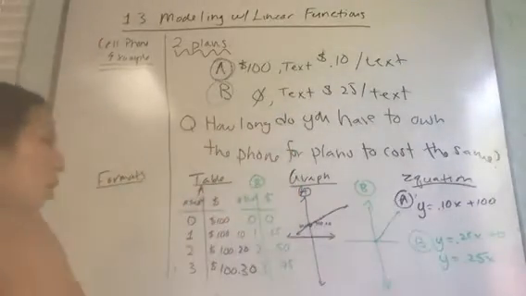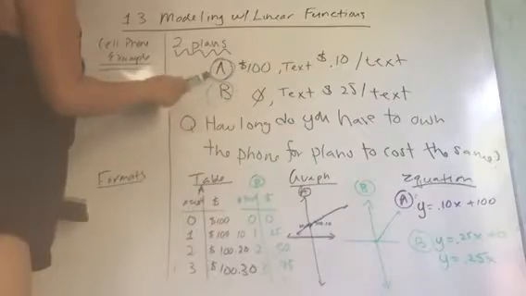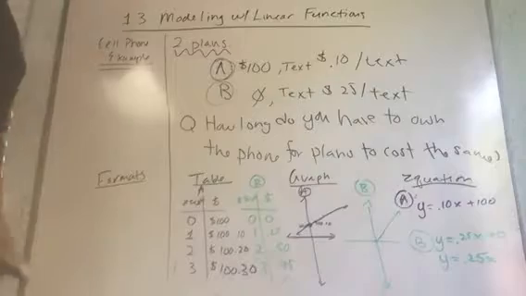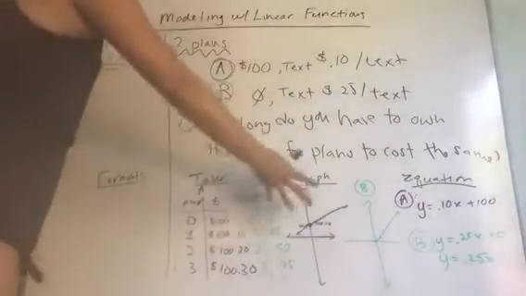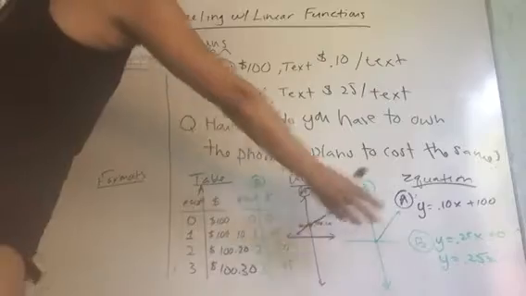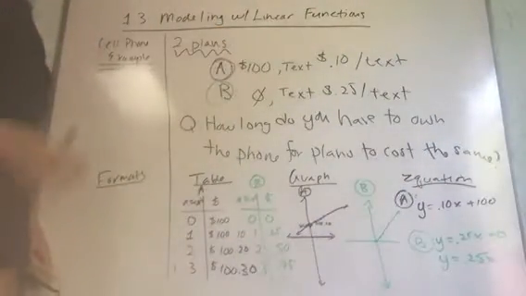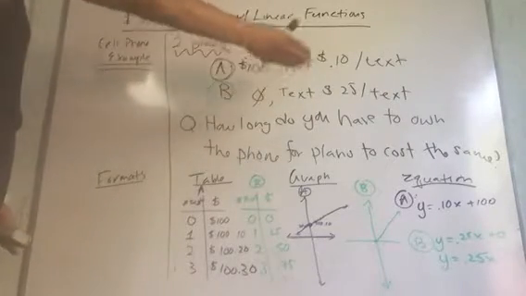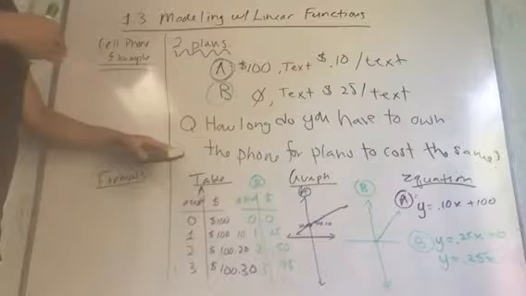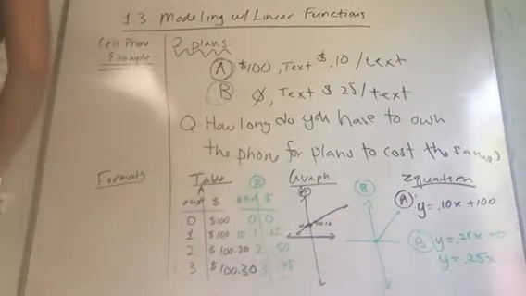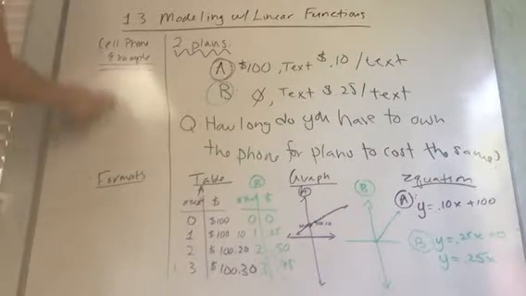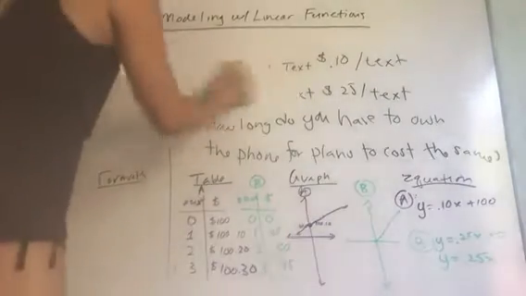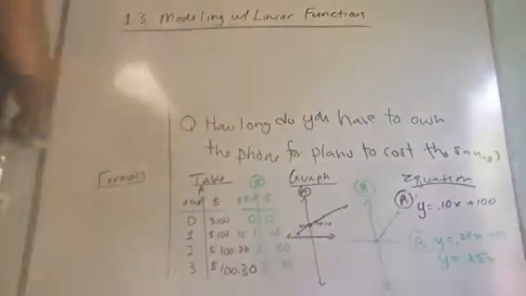All right? So what I've done is I've represented these 2 phone companies in 3 different ways, which are the 3 ways that we look at math most commonly: by table, so data points, by graph, and also by equation, okay? And this question of how long you have to own the phone plans to cost the same is going to lead into the next section, which is how to solve linear systems. So I'm going to erase this example right here, hoping that you have that information of the problem marked down.